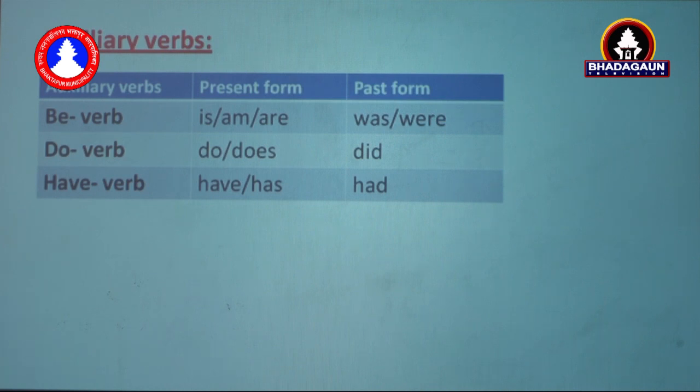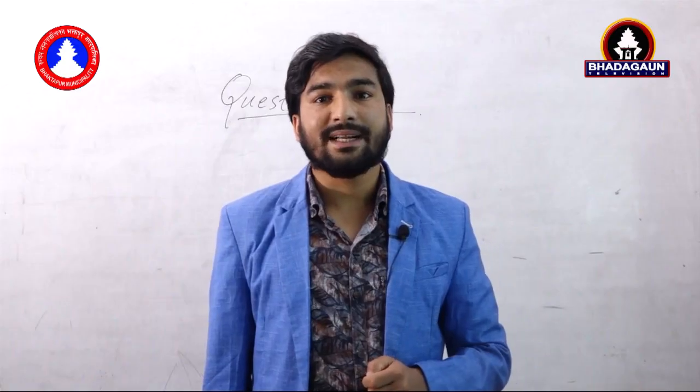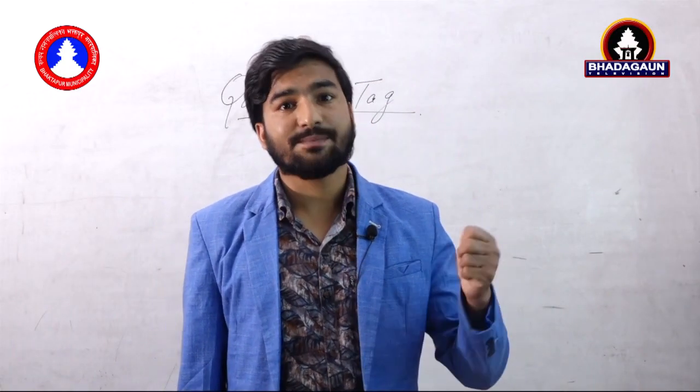And besides these auxiliary verbs, there are some other modal auxiliary verbs. They are will, would, shall, should, can, could, may, might, must, need to, ought to. These are called modal auxiliary verbs. All of these are auxiliary verbs. So whether that is a be verb, do verb, have verb or modal auxiliary verb, we use these auxiliary verbs in the tag question. So first of all, if we can't identify the auxiliary verb, it will be very difficult to add the tag in the assertive sentence.